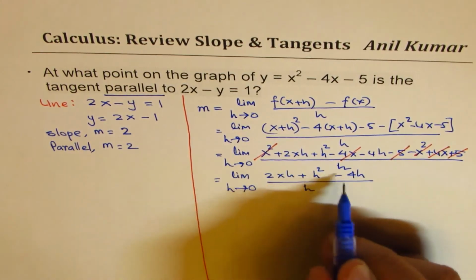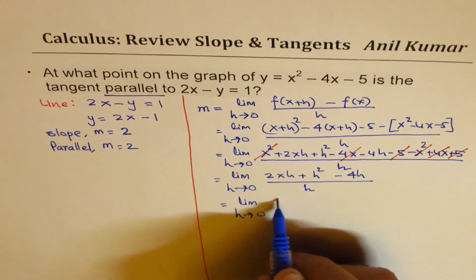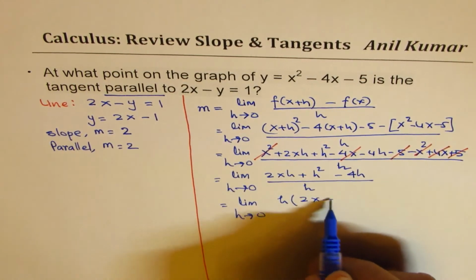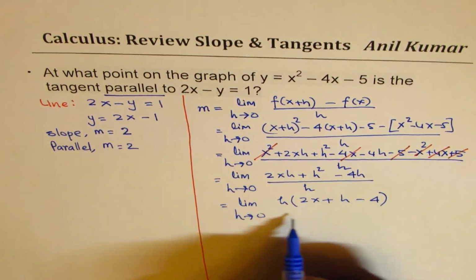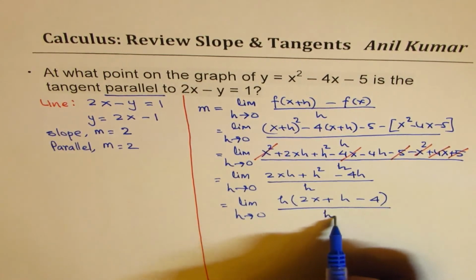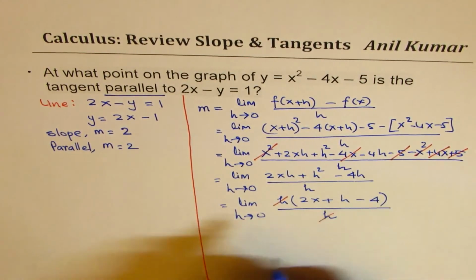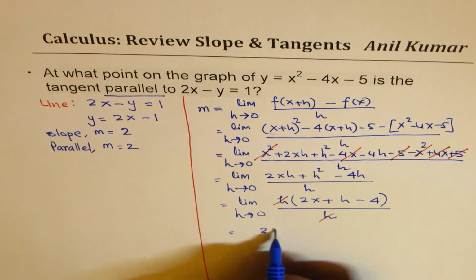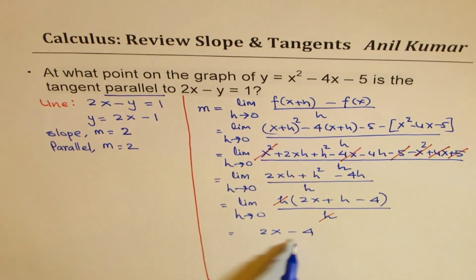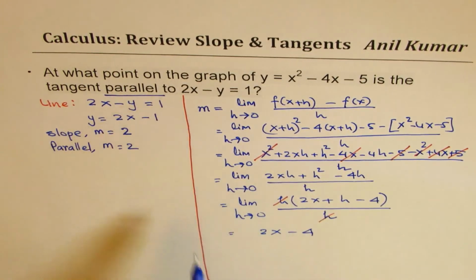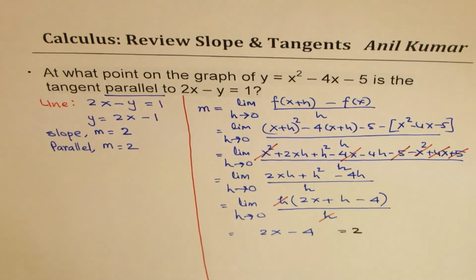Now from here you can take h common. So you get limit h approaches 0. If you take h common, we have 2x plus h minus 4 over h. So now you can cancel these and substitute 0 for h. So what you get here is 2x minus 4. Now as you know, this slope should be 2, right? This slope should be equal to 2. So let me equate this to 2 and find the value of x.